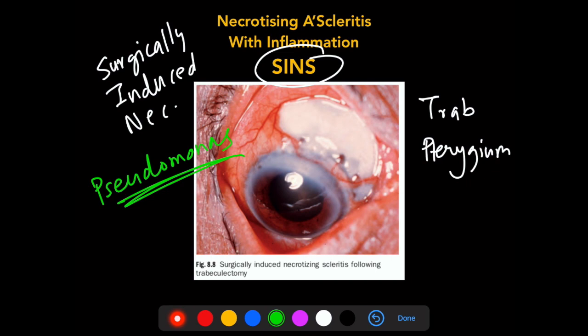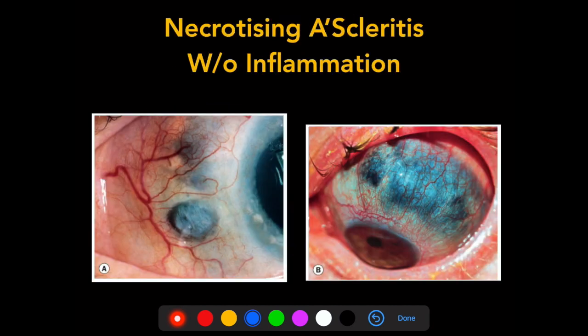Okay, and a very important risk factor for the surgically induced necrotizing scleritis is going to be the use of mitomycin C. And you know where we use mitomycin C? We use it in trab, we use it in pterygium, and that's why in trab and pterygium the SINS is very, very common. So mitomycin C is the most important drug or chemical agent which can cause necrotizing scleritis.